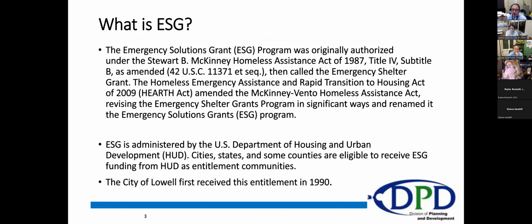Most people probably know the ESG is one of the only other federally funded shelter funds that the federal government has. It combined with the McKinney-Vento, and in 87, some of the regulations changed during the Obama age. It used to be called the Emergency Shelter Grants, but now it's Emergency Solutions. The city of Lowell first received the money for this entitlement program in 1990, so 33 years now. It's been a while since we've gotten it.